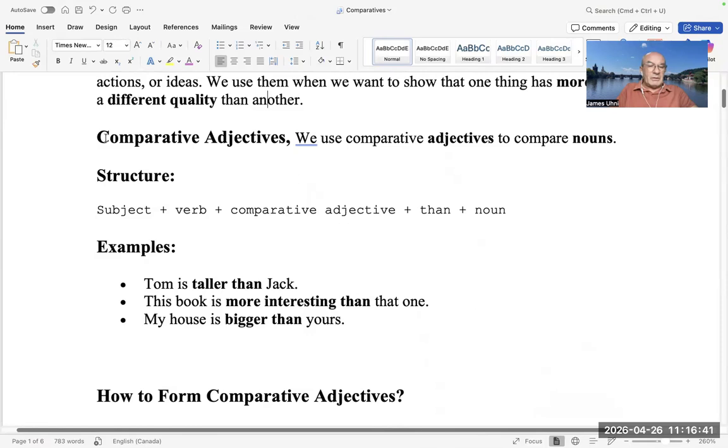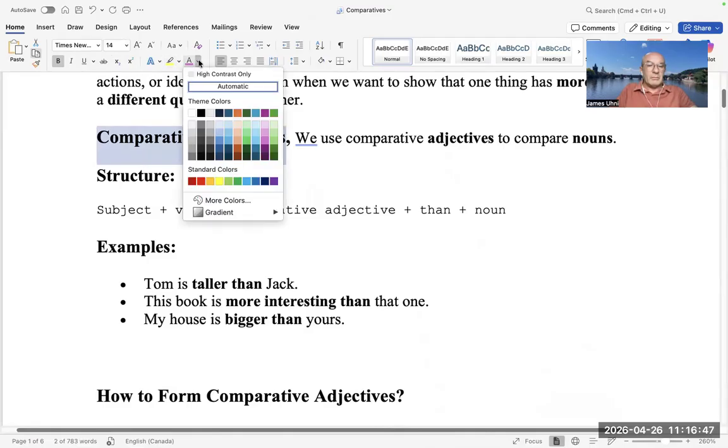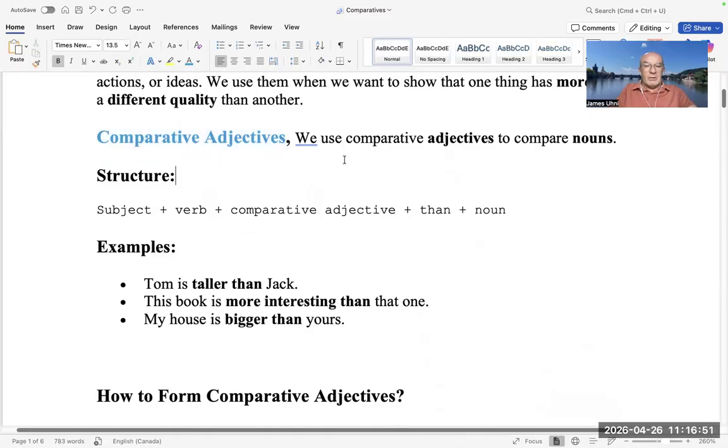So comparative adjectives. Comparative adjectives, let's put them in blue color because we are comparing them. We use comparative adjectives to compare nouns. That is very important. So nouns, I will put in green color. You will understand later on why I do that.